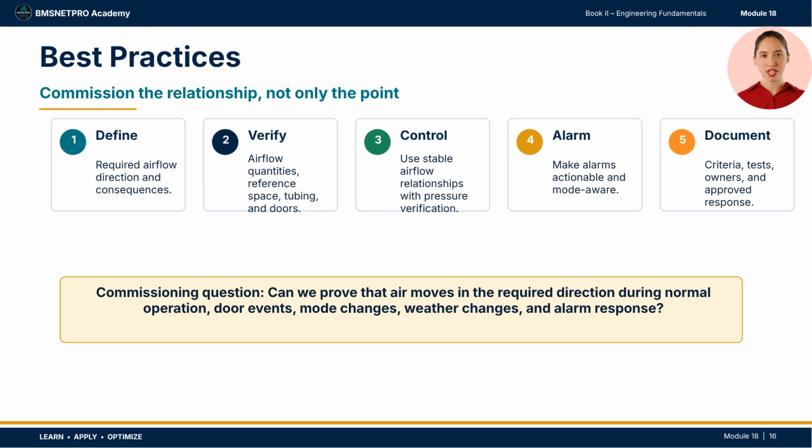The final commissioning question is simple. Can we prove that air moves in the required direction during normal operation, door events, mode changes, weather changes, and alarm response?